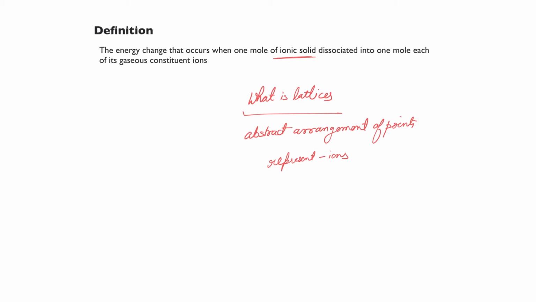Now, what is the lattice energy? It is the energy change that happens when 1 mole of ionic solid dissociates into 1 mole each of its gaseous constituent ions. So, let's say you have 1 mole of NaCl salt. S indicates that it's solid.